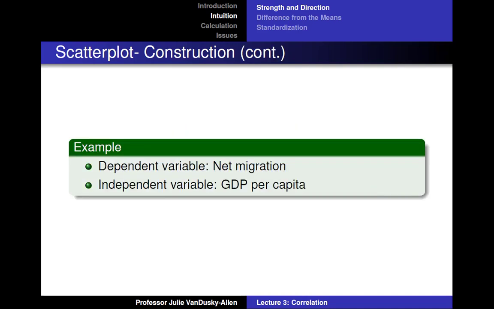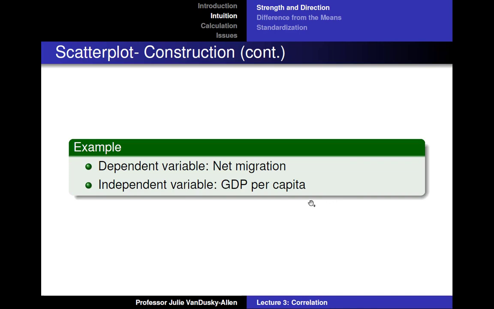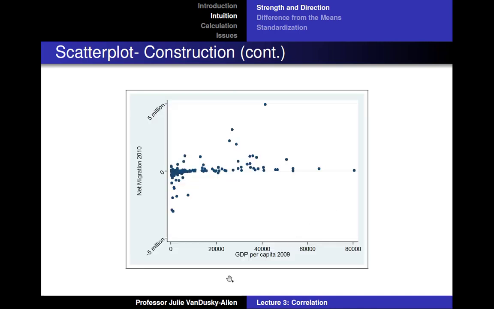Using the hypothesis example, net migration was the dependent variable, so I place it on the y-axis. GDP per capita is the independent variable, so I place it on the x-axis. And I place dots on the graph for each individual observation. So for example, for this country here, they had a GDP per capita of about 80,000 and a net migration of about 0.